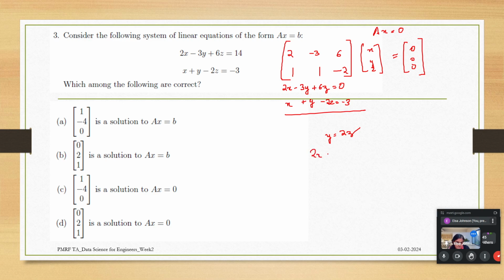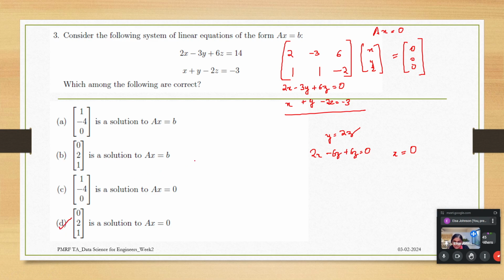2x minus 6z plus 6z, it will be coming. So if you solve it, you will be getting x equal to 0. And then y equal to 2z. In these solutions you can just check here, x equal to 0 is coming, and then z equal to 1. If z equal to 1, then y equal to 2 into 1 is equal to 2. So this solution is all right.